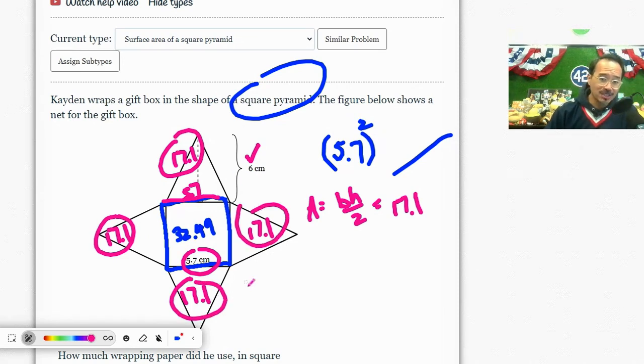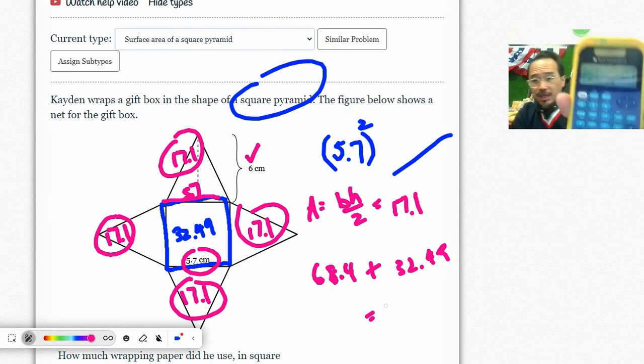So now I could just add these 4 together, or I can multiply them by 4, right? So I'm going to have 4 of these triangles, all right? And that, I guess, is 68.4. So 68.4 plus the 32.49. And what would that be?